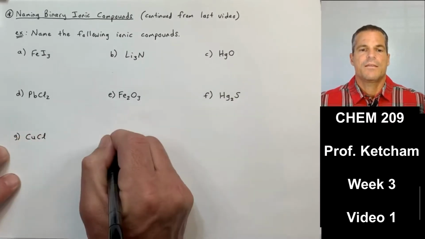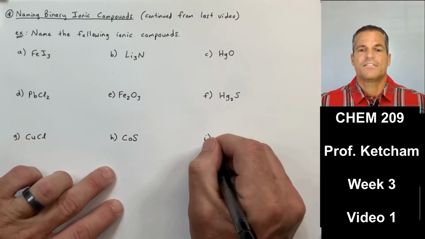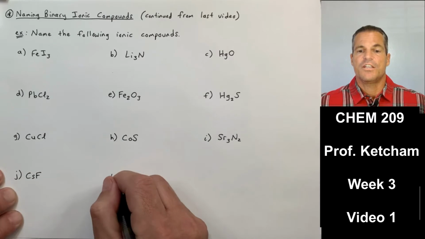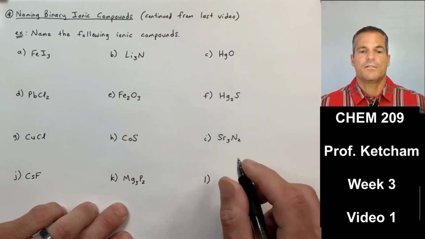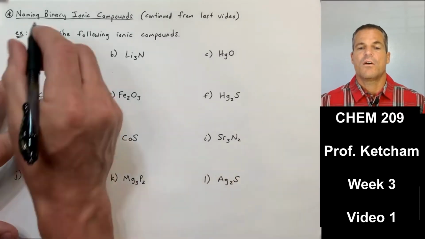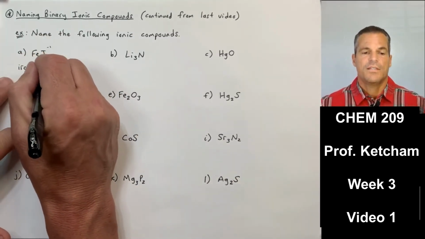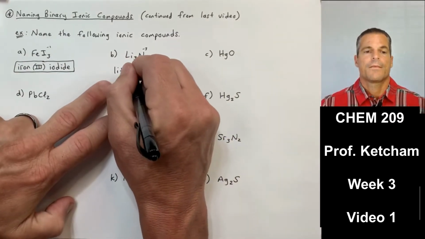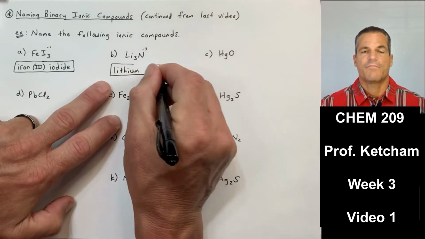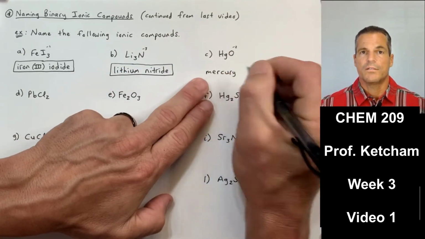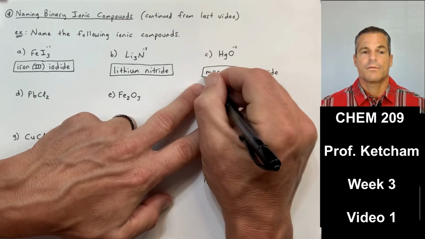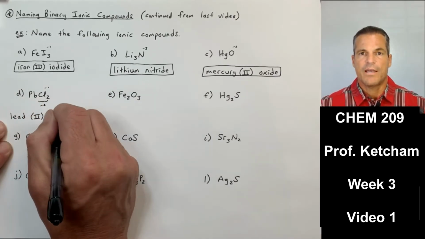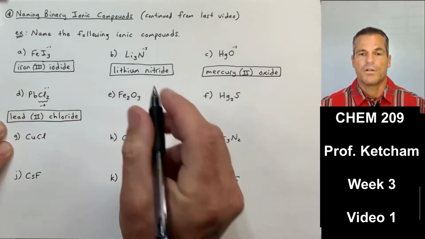A, FeI3, B, Li3N, C, HgO, D, PbCl2, E, Fe2O3, F, Hg2S, G, CuCl, H, CoS, I, Sr3N2, J, CsF, K, Mg3P2, and finally L, Ag2S. So the first one, iron can have multiple charges, right? So we use the -1 on iodide to come up with iron(III) iodide. B, lithium nitride. We just go ahead and name that one because lithium can only be a +1 charge.